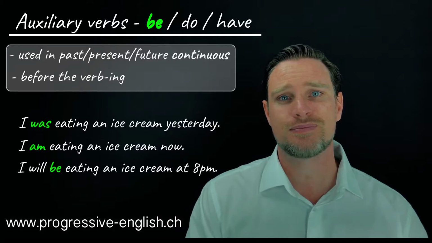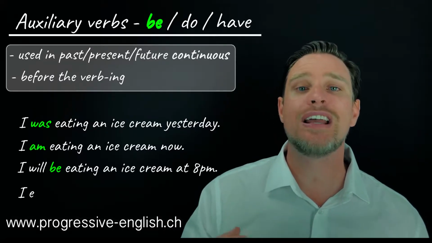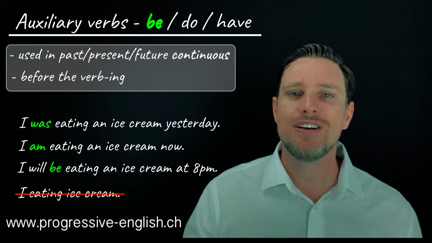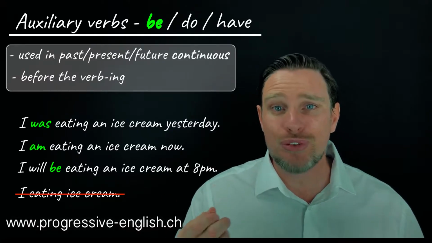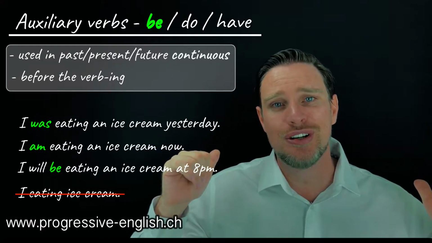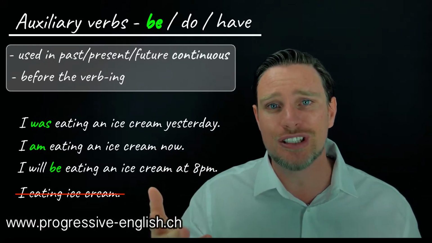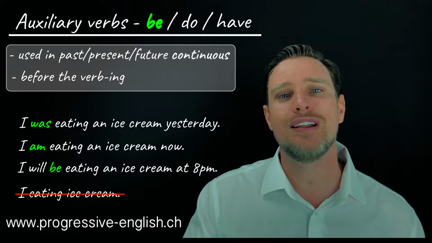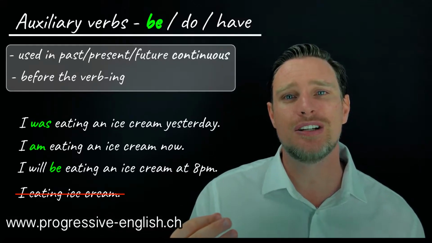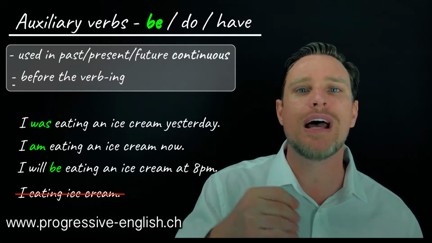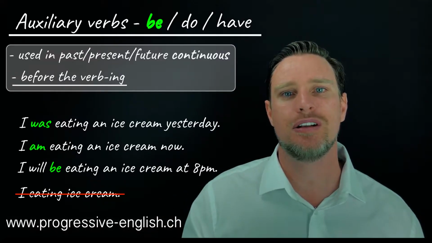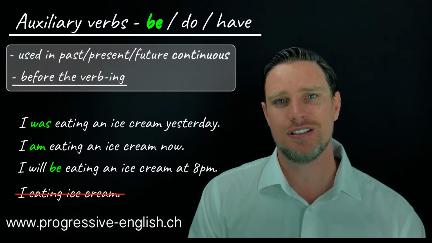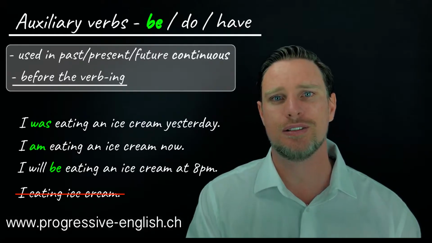We cannot say, I eating ice cream, because the listener does not know if you mean you're eating an ice cream now, if you were eating an ice cream in the past, or even if you plan to eat an ice cream in the future. So, rule number one, the auxiliary verb be always comes before the main verb in the continuous aspect to help the main verb by showing us the tense. Okay, very important part of the formula.